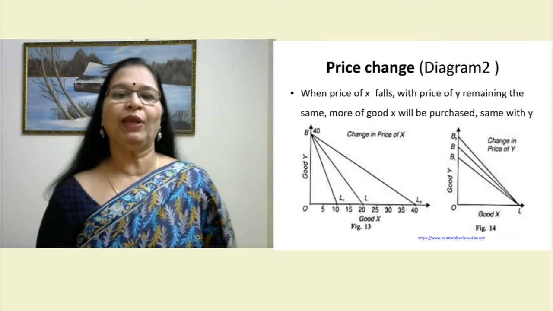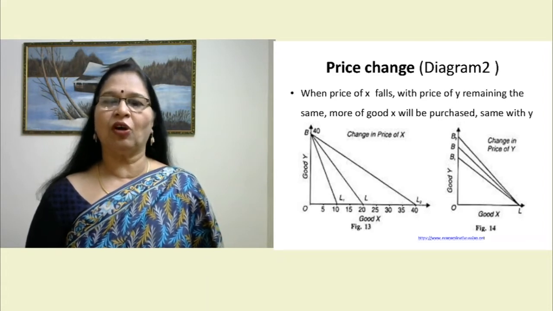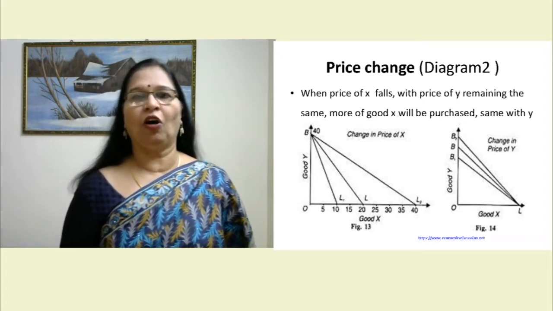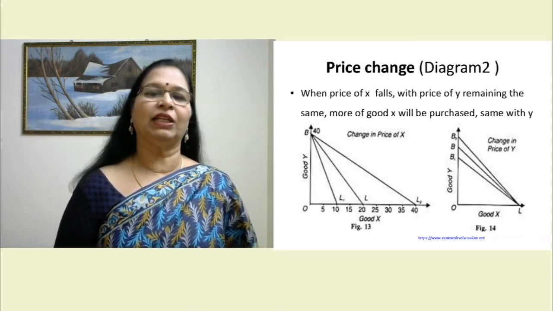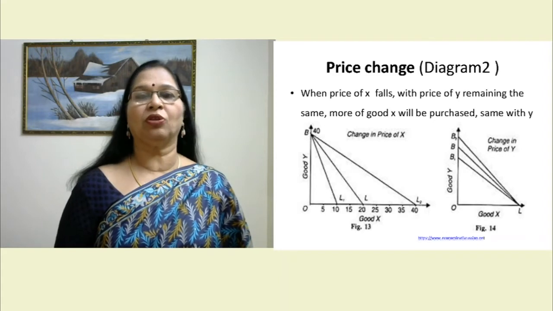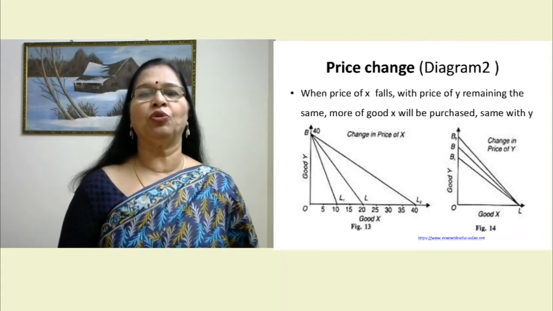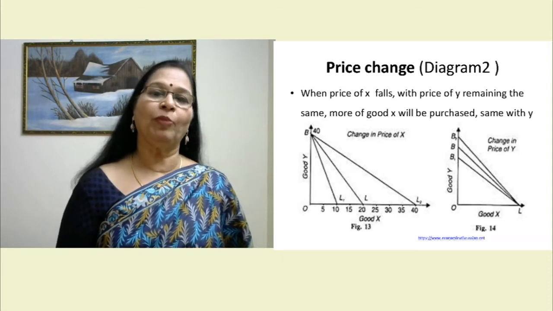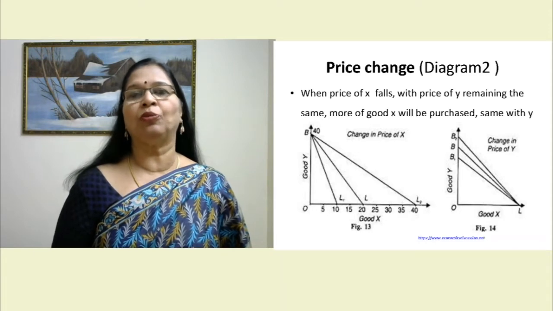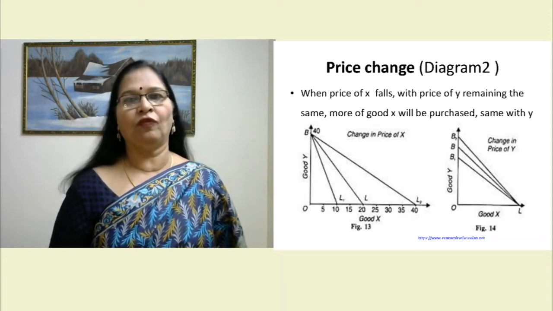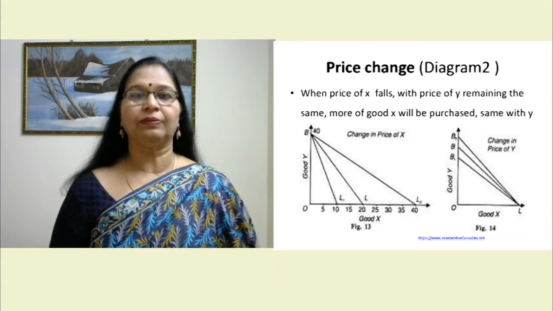On the other hand, in the second diagram, we have the price of X being held constant and the price of Y falling. When the price of Y falls, the consumer can buy more units of commodity Y. From OB1, he can go to OB2. So this outward movement shows that the consumer is able to buy a larger quantity of the commodity whose price has fallen.